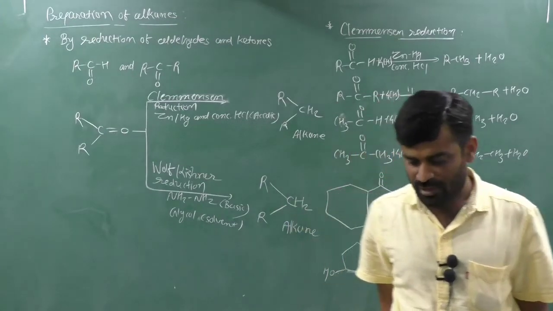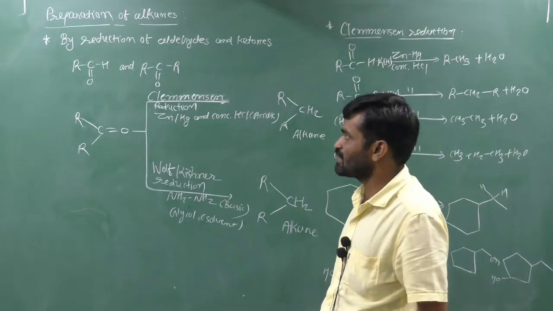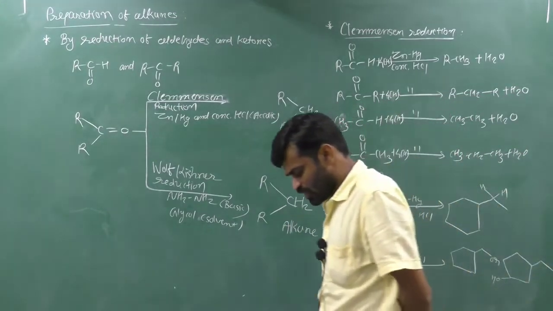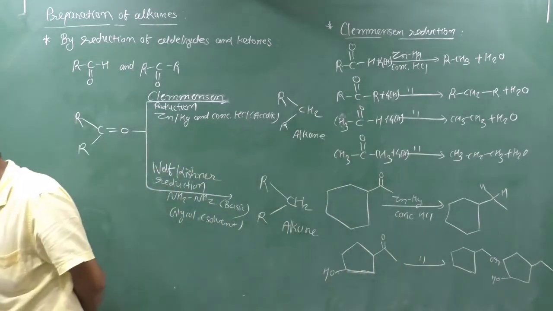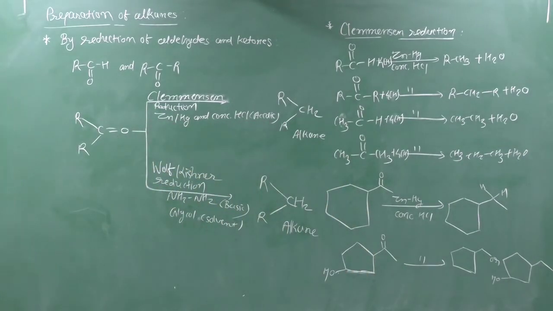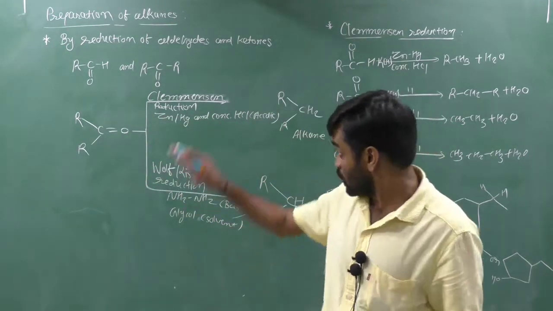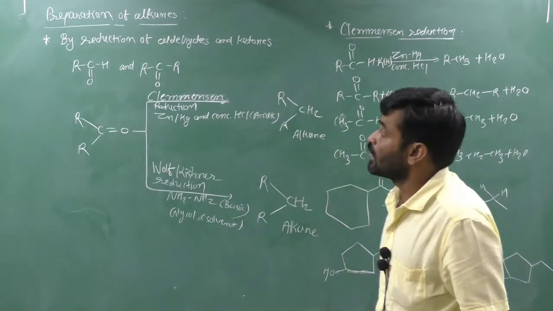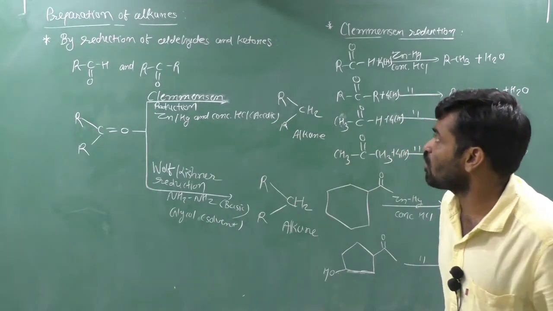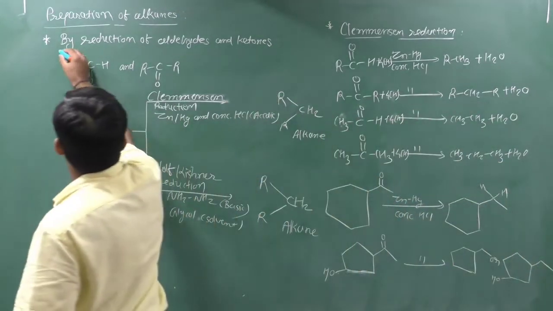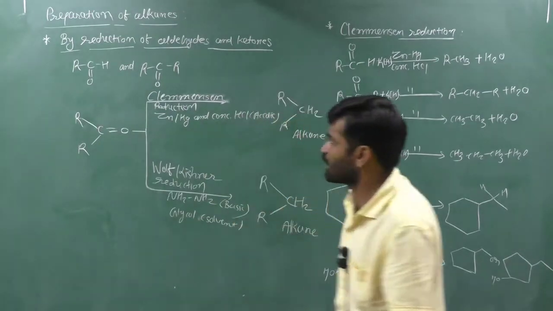Last time we discussed some preparation methods of alkanes in the previous lectures. Now we will start with another method to prepare alkanes. The title is: we continue the preparation of alkanes. Now we can prepare the alkane by reduction of aldehyde and ketone. What is the method name? By reduction of aldehyde and ketones, clear.